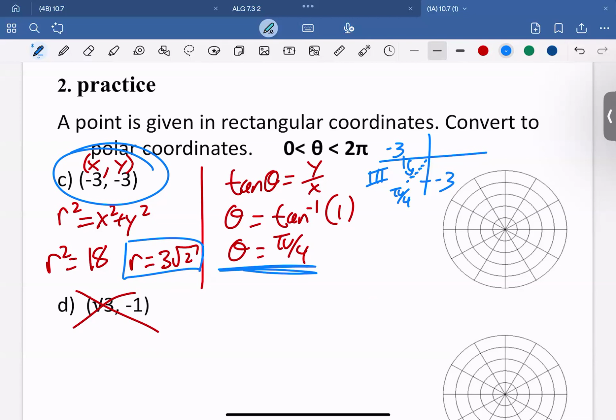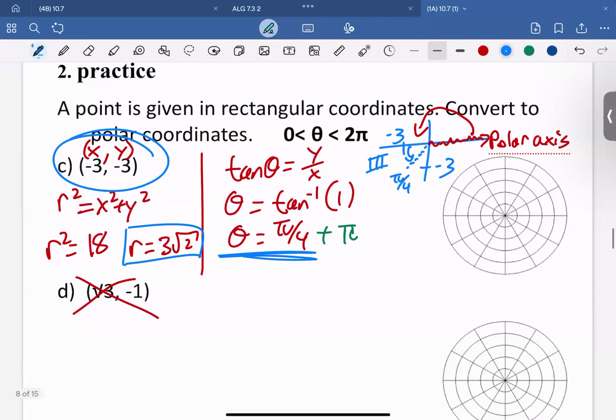The reason we have to be careful is that whenever we do polar coordinates, we're measuring our theta from the polar axis. So it has to come from this line right here and go all the way around. Our pi over 4 being in quadrant 3 means that we need to add a pi so that it brings us around that top half of the unit circle. So our final coordinates would be 3 root 2, that's our r, and pi over 4 plus pi, which is 5 pi over 4.